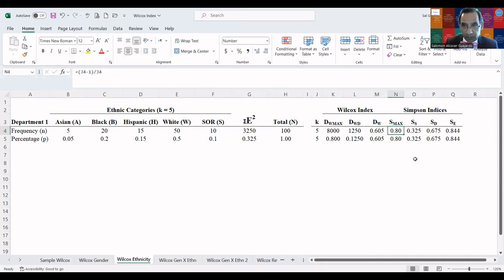Again, for comparison, I calculated the Simpson scores. The maximum score is K minus 1 divided by K. So in this case, it's going to be 4 divided by 5. Gives me 0.80 as the maximum score.